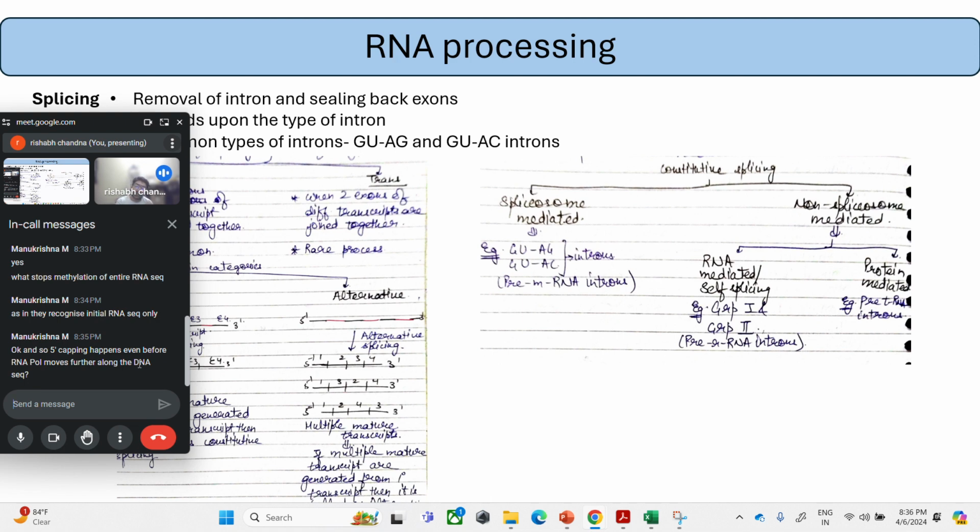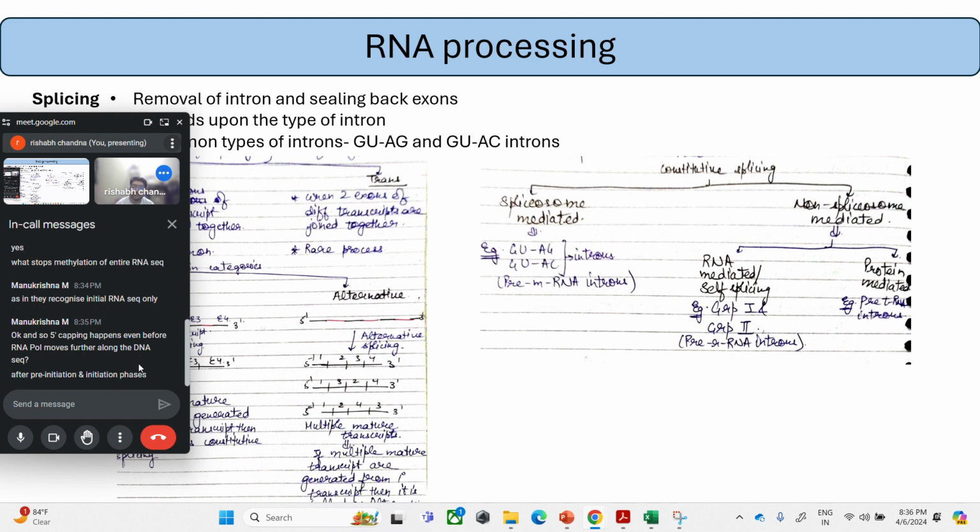No, the capping is done when the elongation phase starts. As soon as the RNA polymerase leaves the promoter after the abortive initiations, the capping starts. All the RNA processing steps happening for the mRNA are co-transcriptional. So it happens during the transcription itself after the initiation process, that is, when the RNA polymerase leaves the promoter sequence.